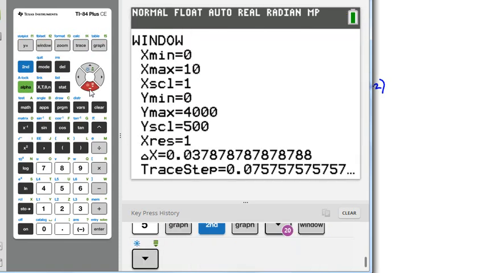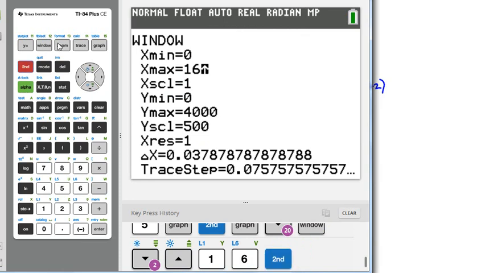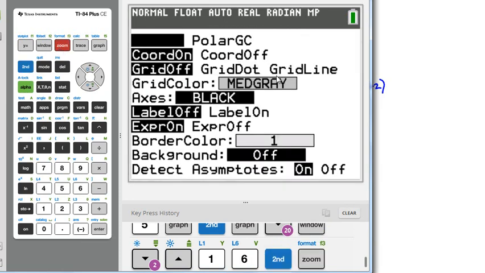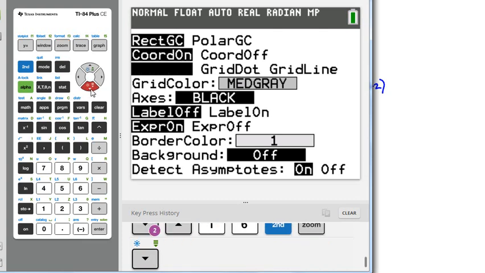I'm going to go up to 16. If we go up to 16, another thing I'm going to do is activate my grid. How do I do that? I go to second, zoom, we have format. We're going to do grid line.